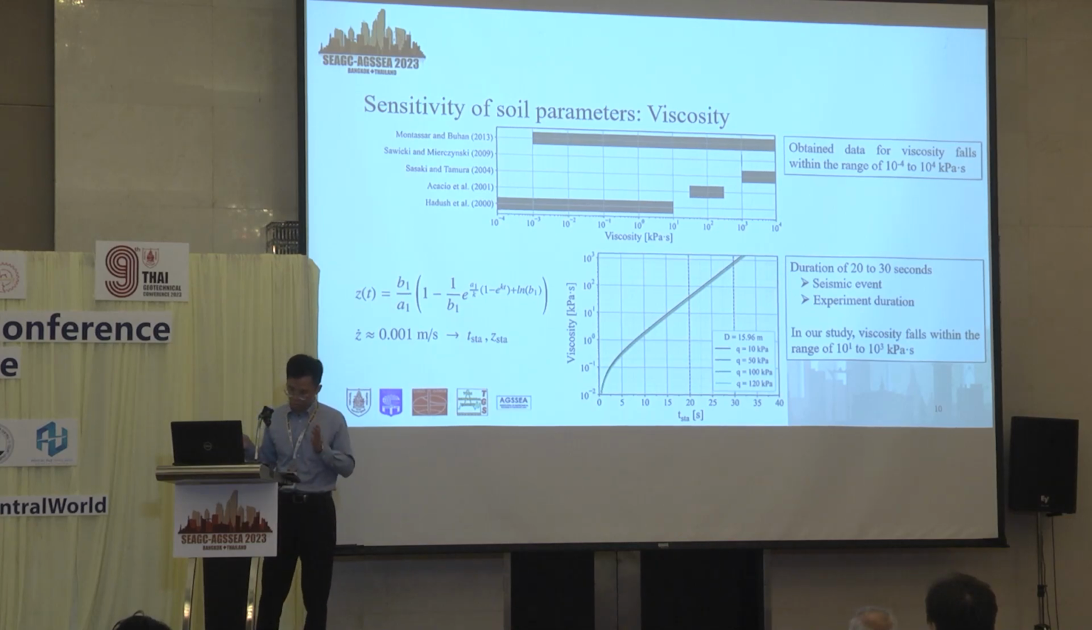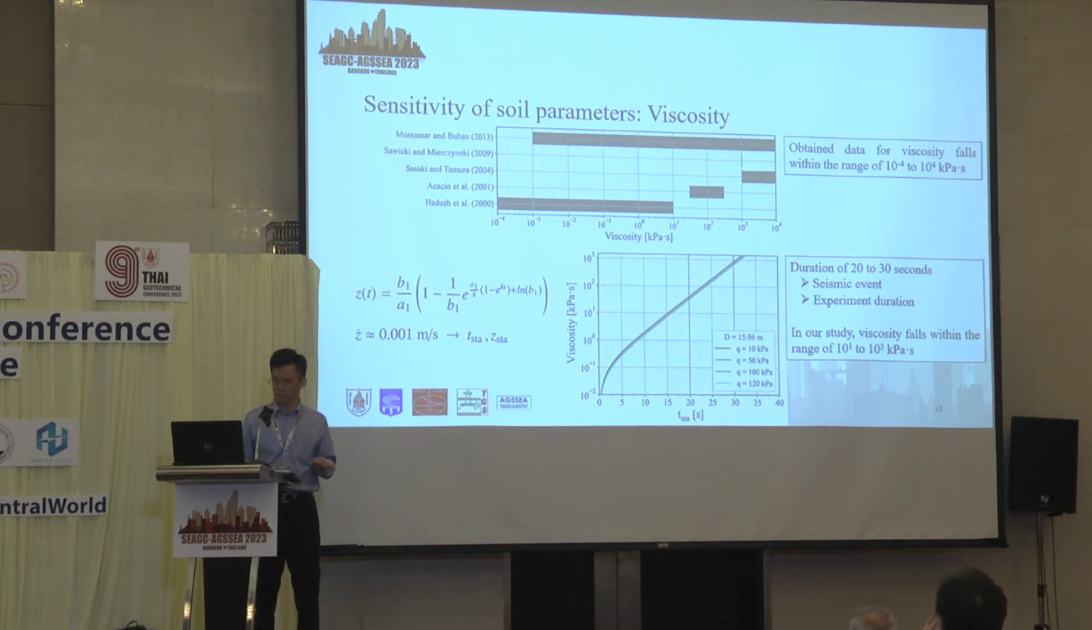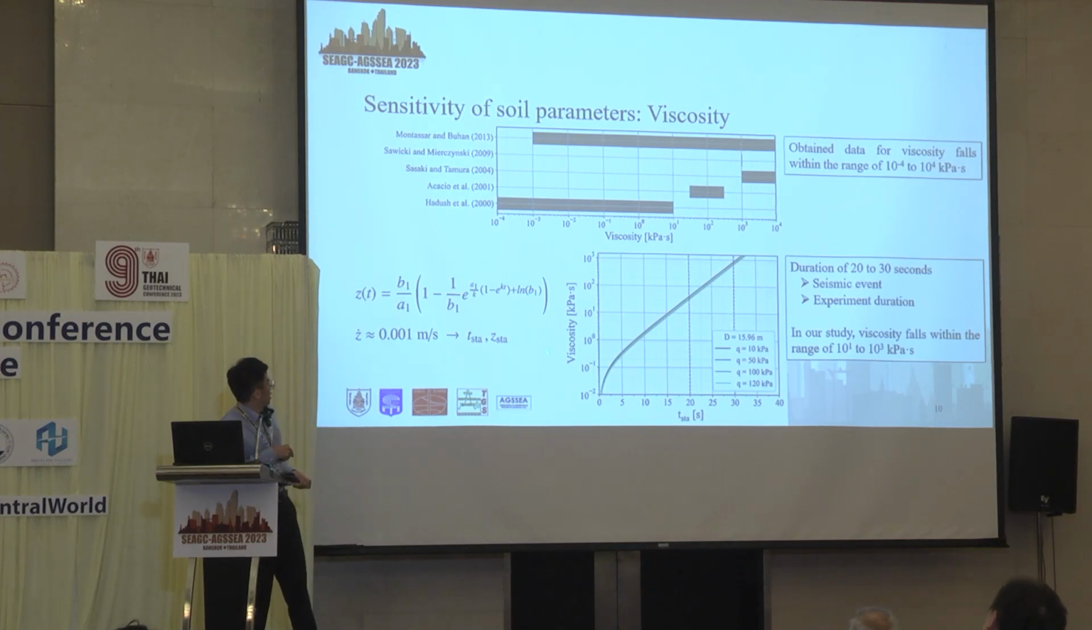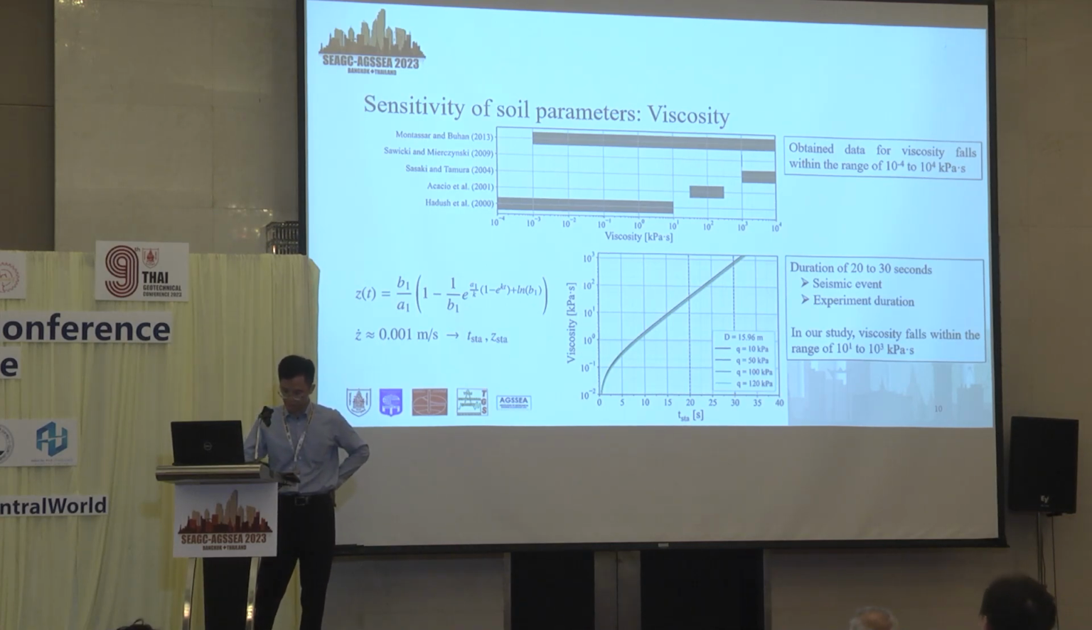So why do we choose this direction? Because we can refer to the direction of the seismic event or some experiment directions. So in our study, we can use these formulas to do some investigation. The viscosity will fall within the range of 10 to 10 to the power of 3 kPa times s. This sensitivity investigation shows agreement when we use our model.